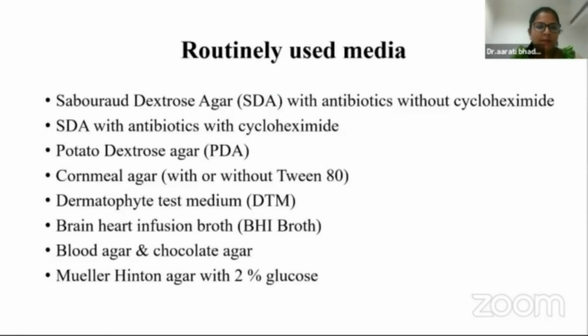In that, Sabouraud Dextrose Agar with antibiotics without cycloheximide. Then we again use Sabouraud Dextrose Agar with antibiotic with cycloheximide. Potato Dextrose Agar, cornmeal agar with or without Tween 80, Dermatophyte test medium, brain heart infusion broth, blood agar and chocolate agar, Mueller Hinton agar with 2% glucose. These are routinely used media.